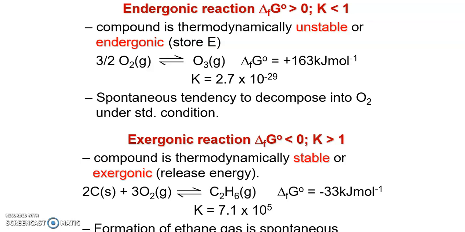So what's meant by this one? An endergonic reaction is where the delta G naught is more than 0. If it's more than 0, the K will be less than 1. So we can say that this compound is unstable or undergoes an endergonic reaction. If K is less than 1, we can say that this reaction tends to decompose into its reactant.